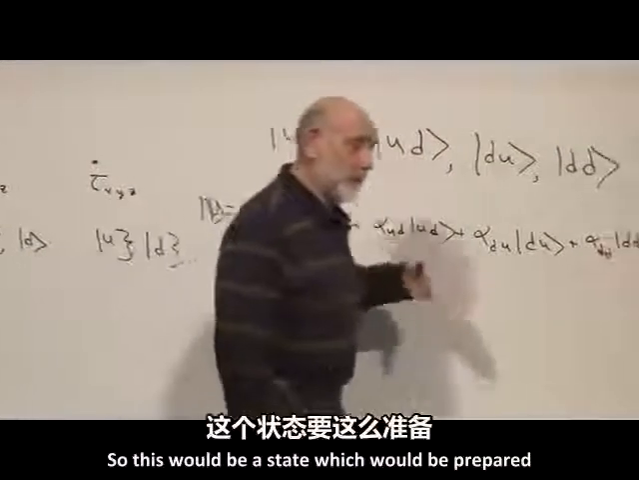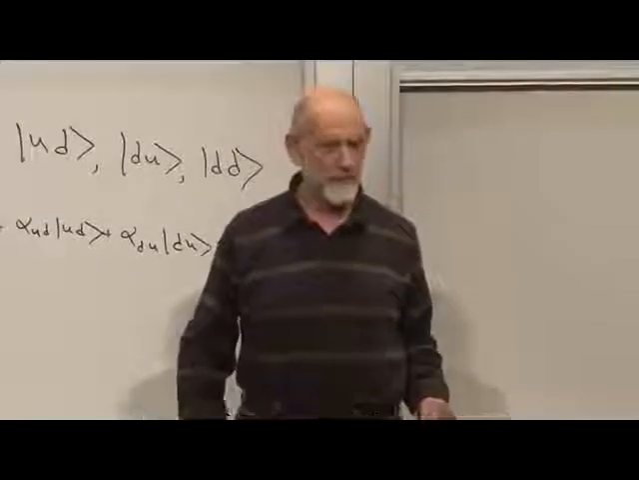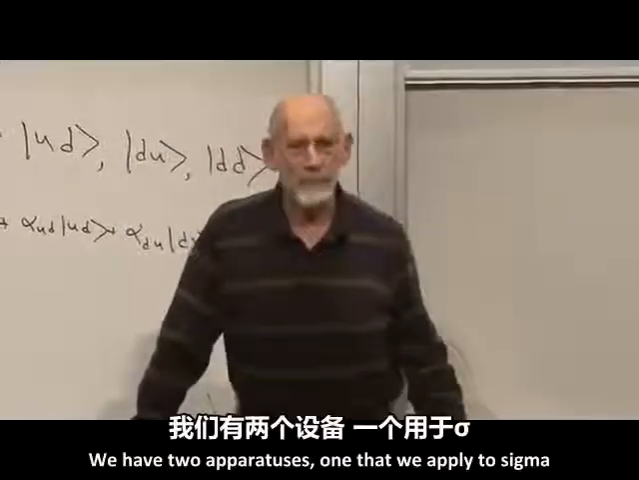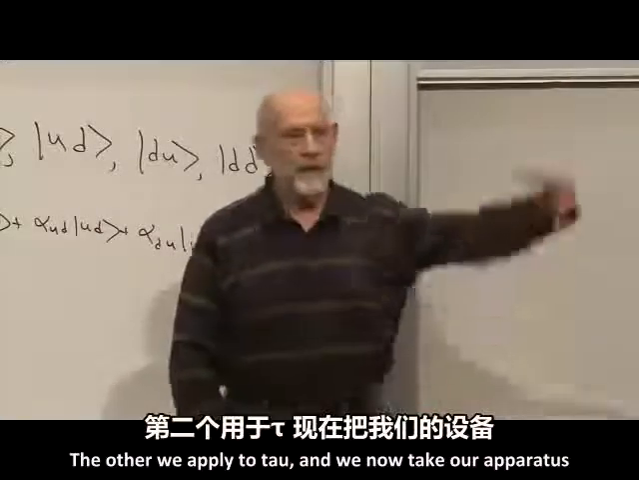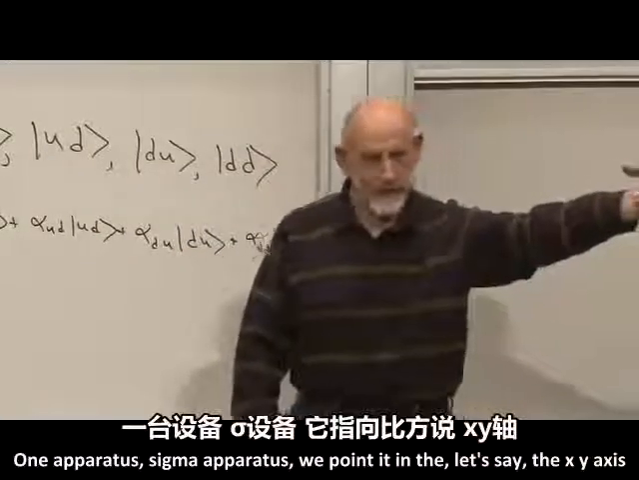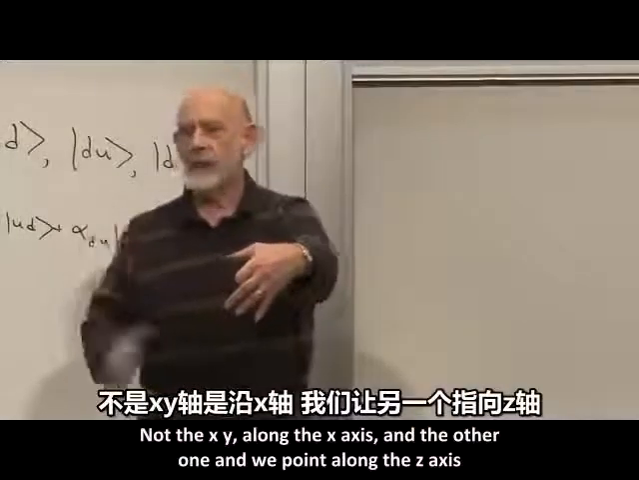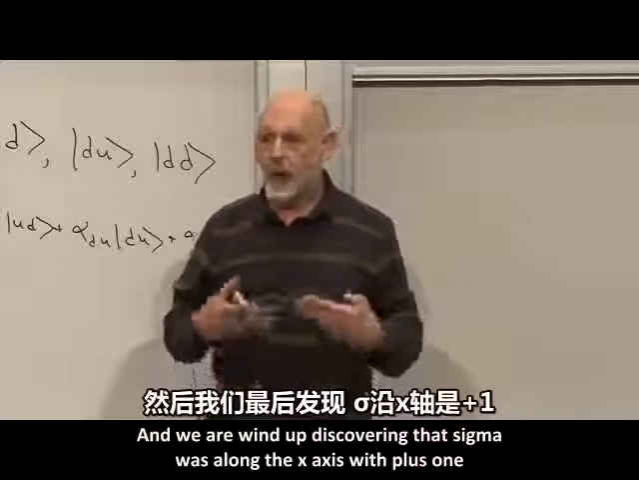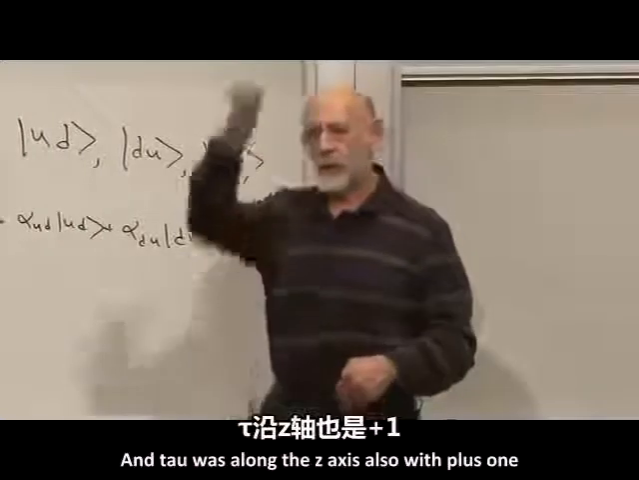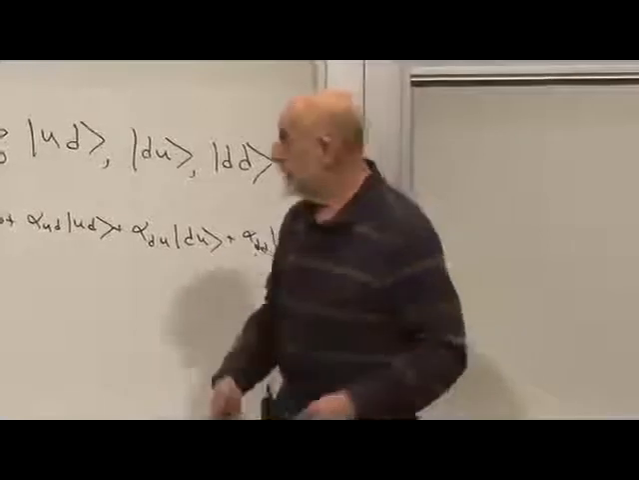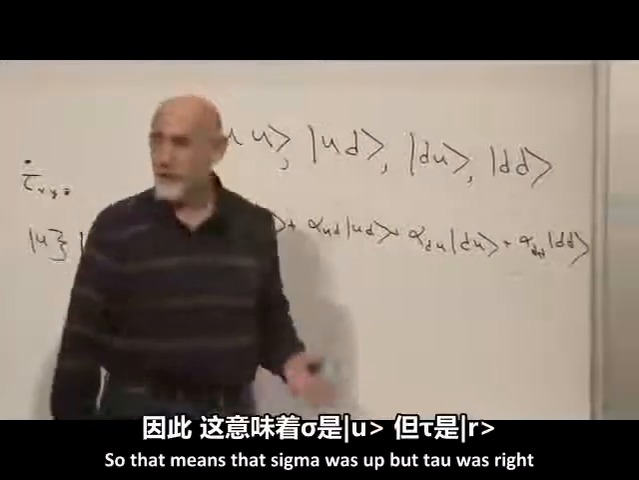So this would be a state which would be prepared. We have two apparatuses now, one that we apply to sigma, the other that we apply to tau. We point the sigma apparatus along the x-axis, and the other one along the z-axis, and we wind up discovering that sigma was along the x-axis with +1, and tau was along the z-axis also with +1. So that means that sigma was up, but tau was right.